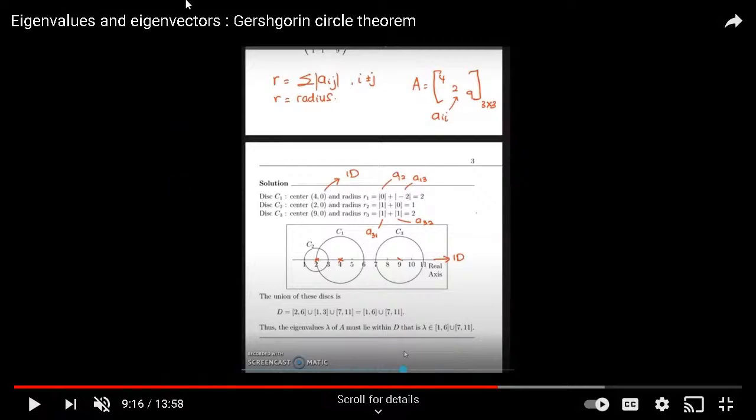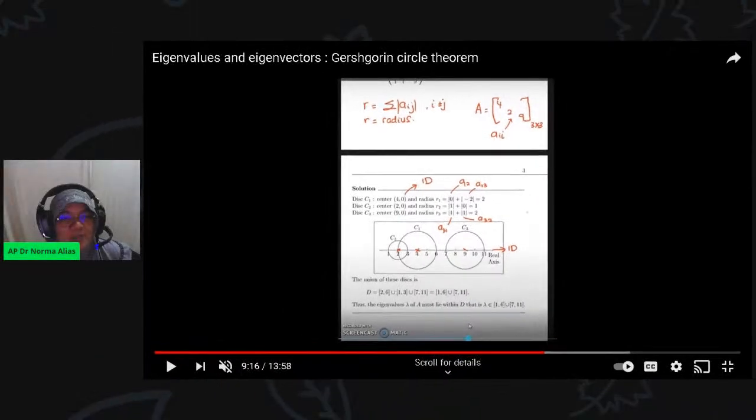So now I really hope you can answer this question: where is the location of the eigenvalue? You know what R is? R is the summation of a_ij where i is not equal to j. You know how to find the radius? The circle is the set of z where the absolute value of z minus a_ii is at most the radius. This is how you find the boundary for every circle.